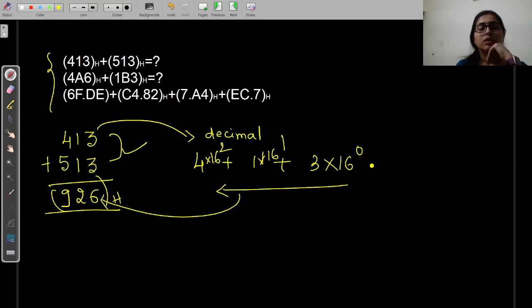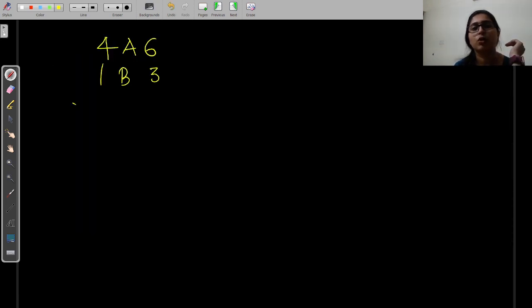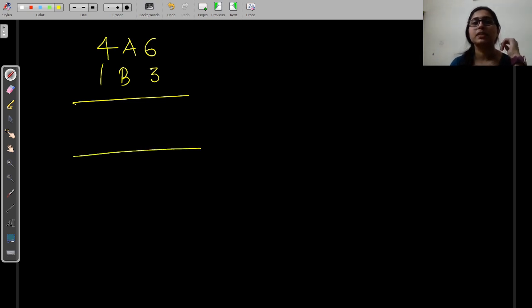Now let us take another problem, 4A6 with 1B3. Now you can see what happens. 6 plus 3 is 9. 9 is less than 16, so I will write it as it is. A is 10.